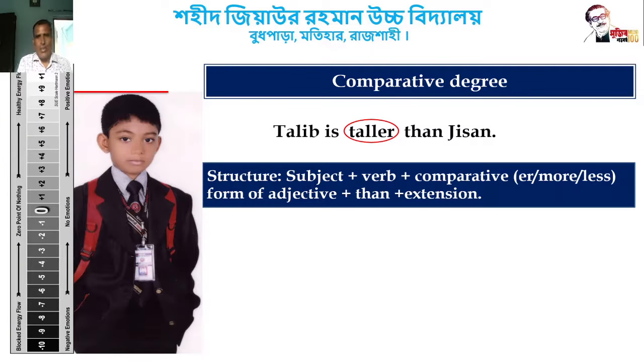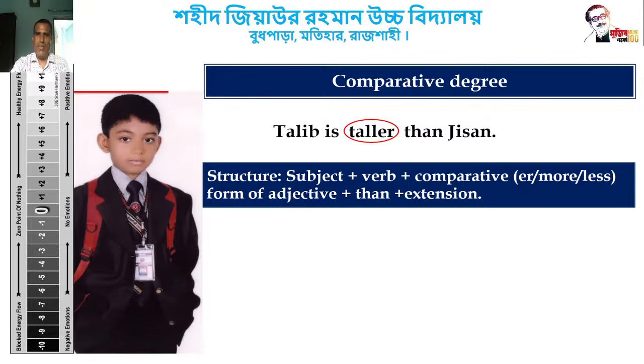A few minutes ago I told you that Zishan is a tall boy, but here I say that Talib is taller than Zishan. Dear student, here Talib is taller than Zishan. Here taller is the comparative degree, and the structure is subject plus verb plus comparative. Here comparative means the ends of the adjective words add with er, more, less, etc.